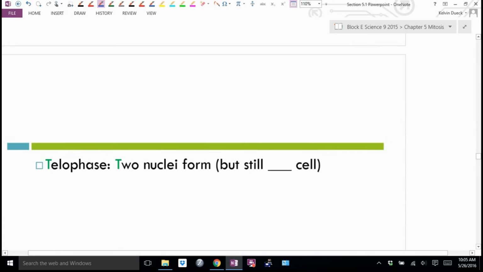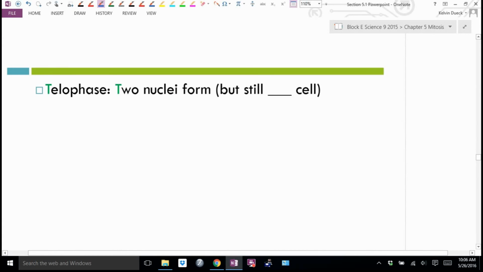The final stage is telophase. In telophase, starts with a T, 2 nuclei form, still 1 cell, but the cell has 2 complete nuclei in it. Tensei, you write this down? Please don't make me tell you to write this down anymore. Okay. You have 2 complete nuclei, still 1 cell. And that takes you to the end of mitosis, and then cytokinesis is where those 2 complete nuclei that are still in 1 cell completely split up into 2 cells.